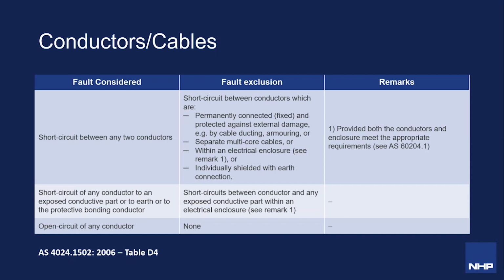Let's consider the fault of a short circuit between any two conductors. We can justify the exclusion of this fault from occurring by one or more of the following. The conductors in question are permanently connected or fixed and protected against external damage by, for example, cable ducting, armoring, etc., or running separate multi-core cables, or the cables are enclosed within an electrical enclosure, which, if we see the remarks, both conductor and enclosure meet the appropriate requirements in AS 60204 Part 1, which is the general requirements for electrical equipment used in the safety of machinery.